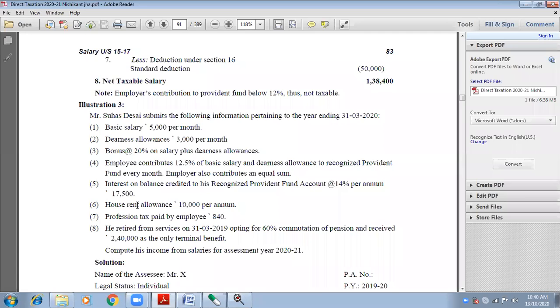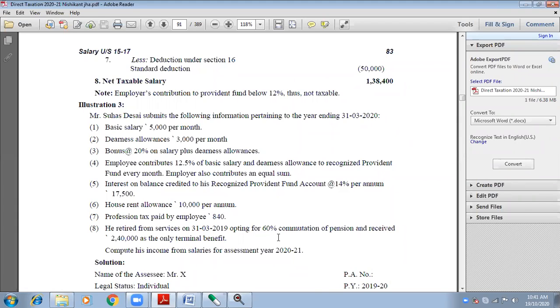Okay, now last point is he retired from services on 31st March 2019 and he opted for 60% commutation of pension received as 2,40,000 as only terminal benefit. Only terminal benefit means he receives only pension, no gratuity, no retrenchment compensation, no voluntary retirement scheme, nothing, only pension. And if you remember, I told you, he's a private company's employee. He is not a government employee, first of all.